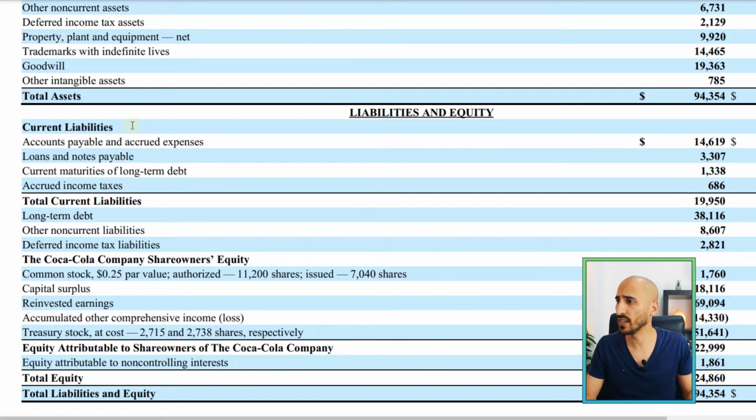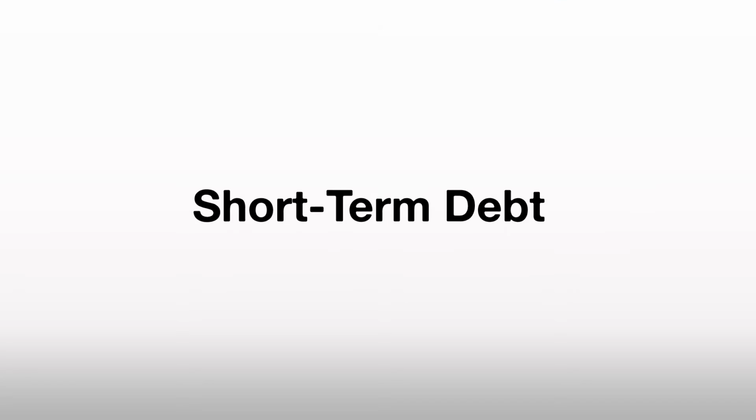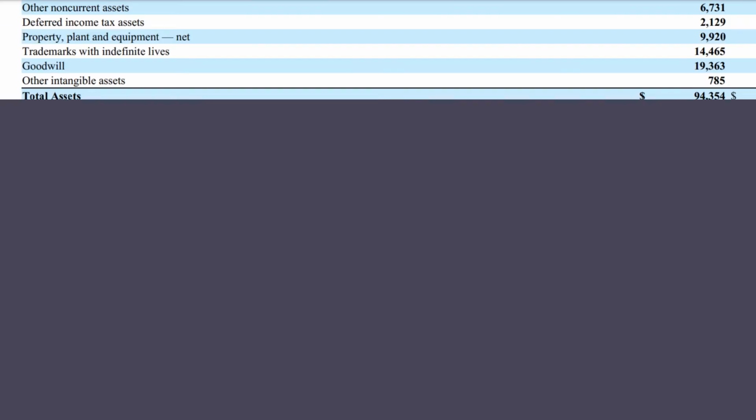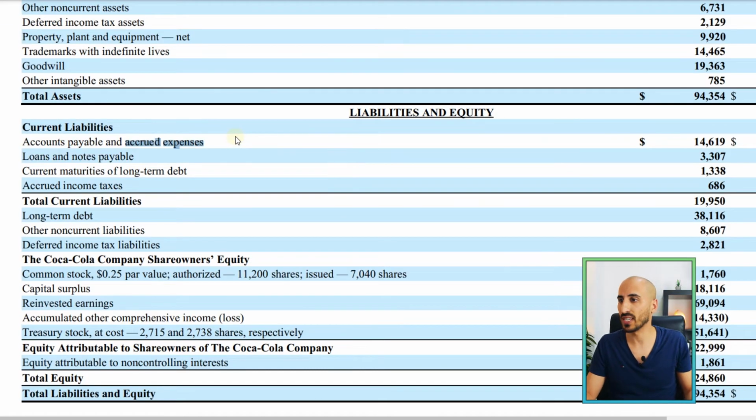The first we see here in the Coca-Cola 10K is accounts payable. Accounts payable is money owed to the suppliers that have provided goods or services to the company on credit. Accrued expenses are liabilities that the company has incurred but has yet to be invoiced for. In this Coca-Cola 10K, the short-term debt is divided in two items, loans and notes payable and current maturities of long-term debt. In general, short-term debt is money that is lent to the company and is due within a year.